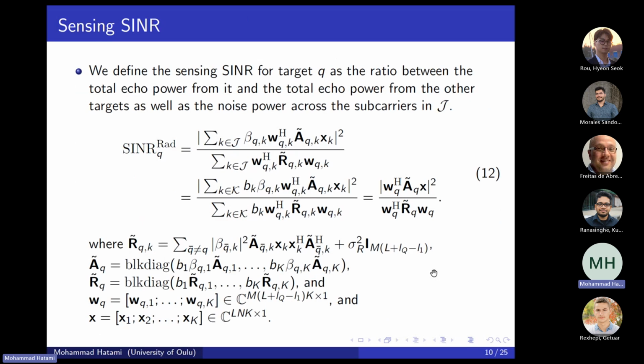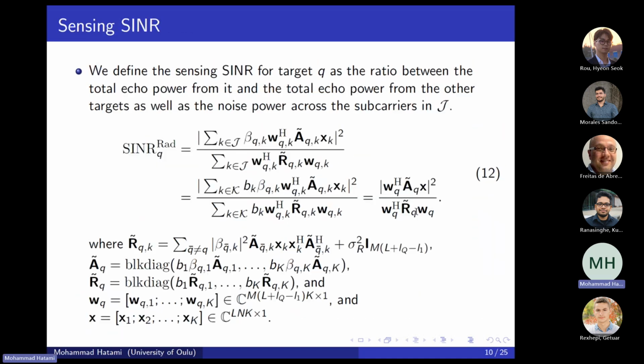Therefore, we can define the sensing SINR as given by 12, which is the ratio between the total echo power from the desired target divided by other terms in the previous equation. So we can have this SINR for the radar for each target Q as given here, which can be rewritten in this vector form. Note that the effect of the noise and interference is encapsulated in this R tilde Q.